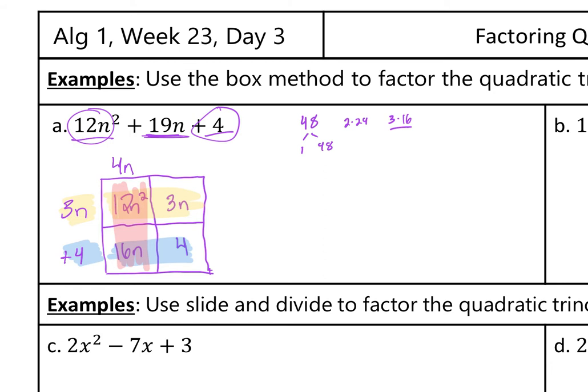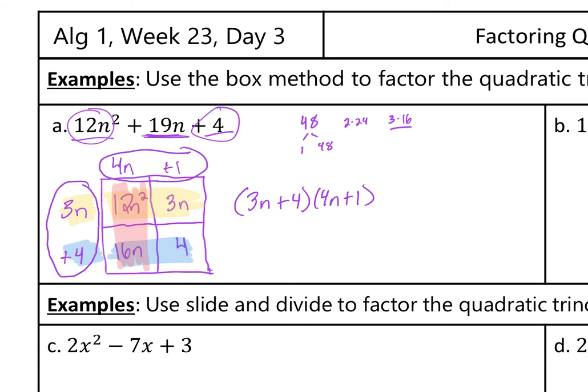3n and 4 don't have anything in common, so they're going to just have a 1 on top, also known as a plus 1. So the 2 parentheses for this should be 3n plus 4 and 4n plus 1. 3n plus 4, sorry I didn't make this clear, is these 2 terms put together in 1 parentheses. 4n plus 1 is these 2 terms put together in our parentheses. If I FOIL this out, I should get what I started with.